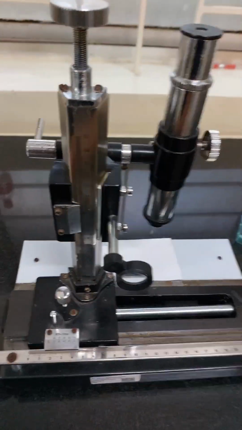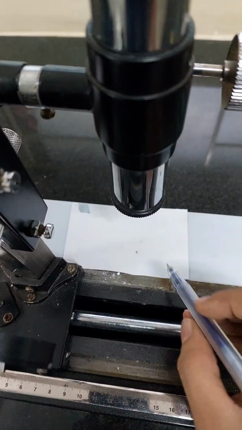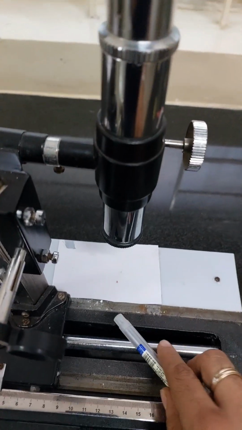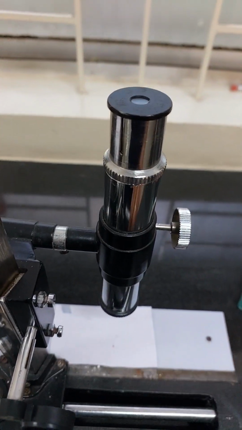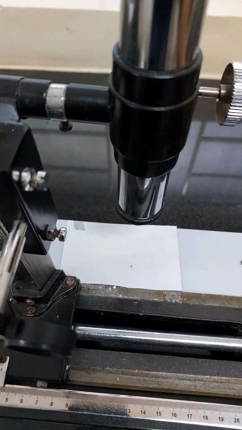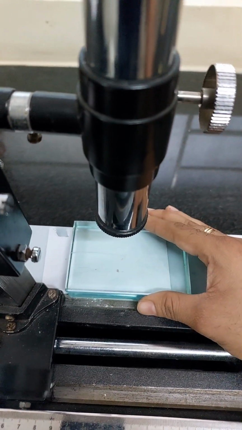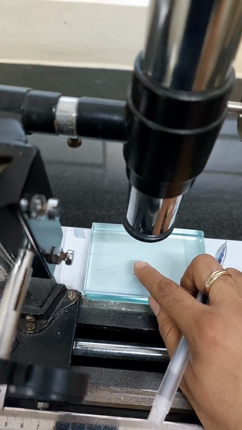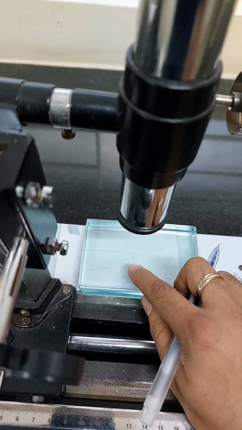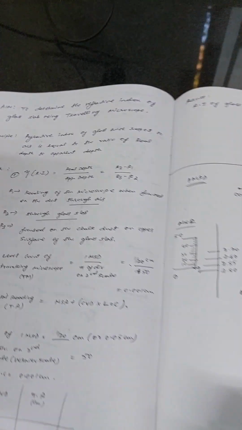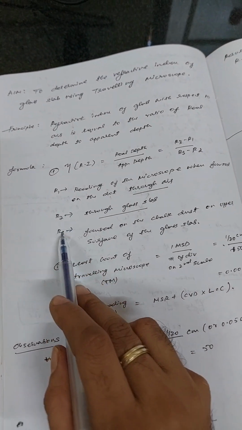See here, as you can see, there is a dot. If you could see that dot through the microscope and through the air, that's R1. If you could see the dot through the glass slab, that's R2. R3 means you have to put some chalk paste powder here, and you should focus on the chalk paste powder, not on the dot. That is R3. So that's what I have written here: what R1, R2, R3 are.